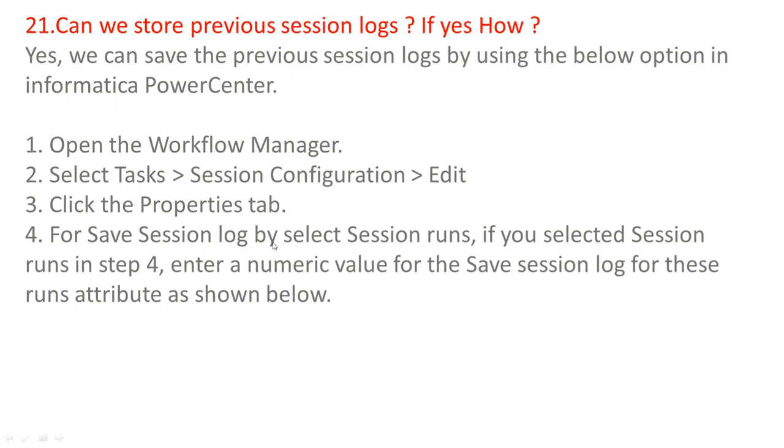For save session log, we have the option save session log by, and select save session runs. If you selected session runs in step 4, enter a numeric value for the save session. Here we can give a maximum of 5. In real time we will give 5, which means the latest 5 session logs will be stored. So that is the save session log for these runs attribute as shown below.